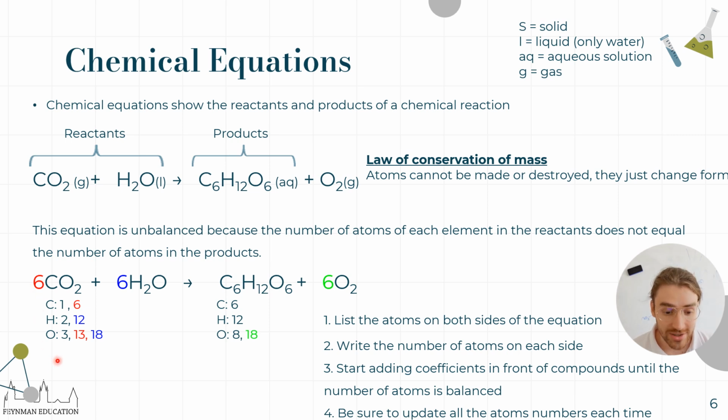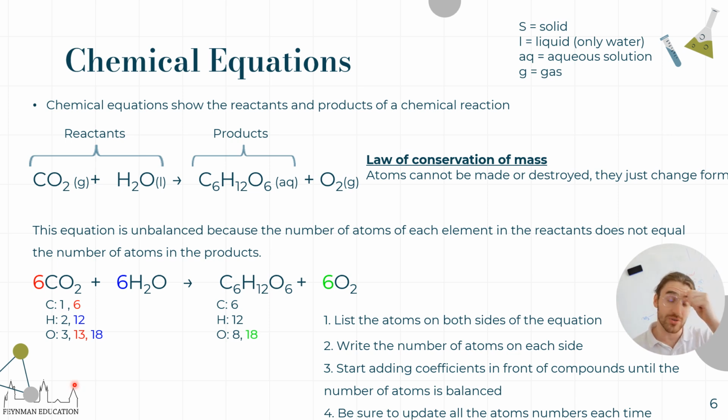So you list your elements and count how many you have in your reactants and in your products. In your reactants we have 1 carbon initially, 2 hydrogens initially, and 3 oxygens. You see that? We start out with 3. We do the same thing on this side: 6 carbons, 12 hydrogens, and 8 oxygens initially. 8 oxygens. So ignore the colors for now.